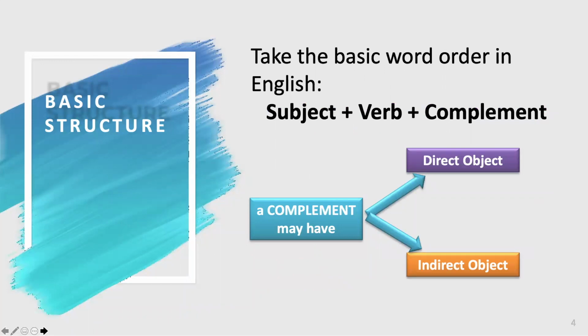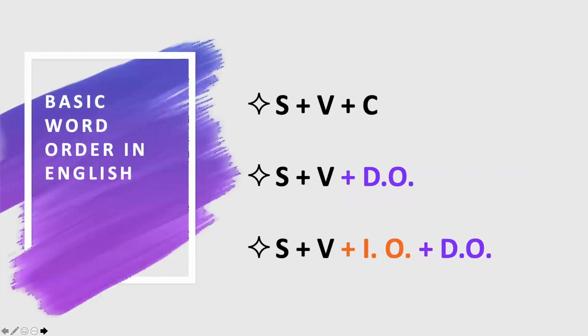Now, let's see the basic structure. So let's take this basic word order in English, which is subject, verb, complement, and see that in the complement, you may have either a direct object or an indirect object or both of them. So let's check. We have the basic order with some variations. SVC: subject, verb, complement. SVDO, which would be direct object. SVIODO: indirect object plus direct object. So these are the possible word orders in English.